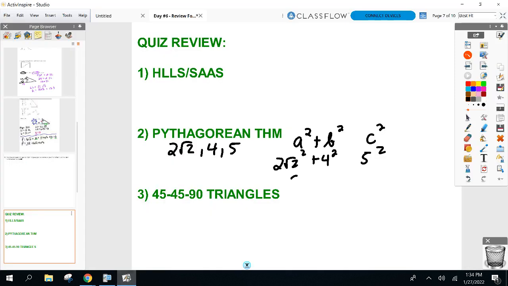Keep going then. 8 plus 16. How does that compare to 25? 24 and 25. The c squared part is greater. What can you tell me about this triangle then? This is an obtuse triangle. Okay, get ready for it tomorrow. Get ready.